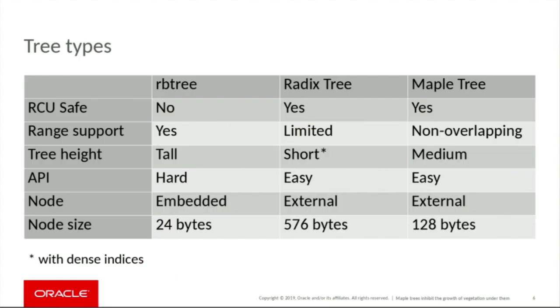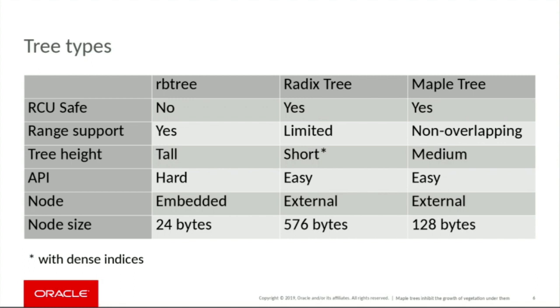So I've done a little comparison here. The radix tree has some great properties. One is that it's RCU-safe. And for those who aren't familiar, RCU-safe means that you can walk the tree without taking any locks, which means we have great scalability. And it's why the radix tree is used for things like the page cache, where performance is absolutely essential, and scalability, as well as performance, is absolutely essential. So that was a property I wanted to keep for the maple tree.